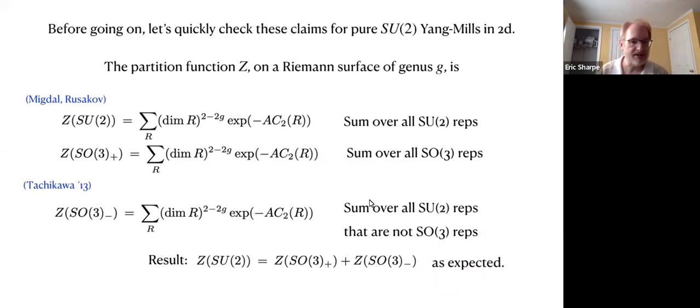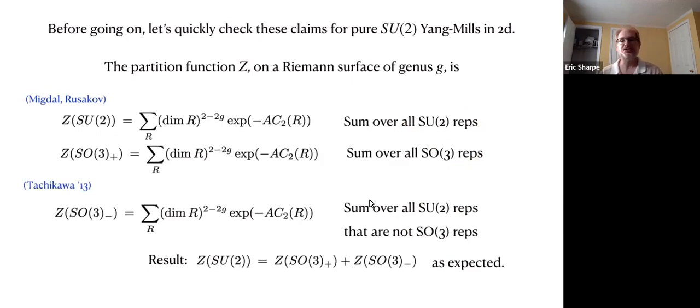For the SO3 plus theory, essentially the SO3 theory without a discrete theta angle, we sum over all the SO3 representations. For the SO3 minus theory, the partition function was computed about a decade ago by Yuji Tachikawa, and it has the same form, except one sums over the SU2 representations that are not SO3 representations. And then for trivial reasons, if I take a sum over SU2 reps that aren't SO3 reps and add in the SO3 reps, what I get is a sum over all SU2 reps.